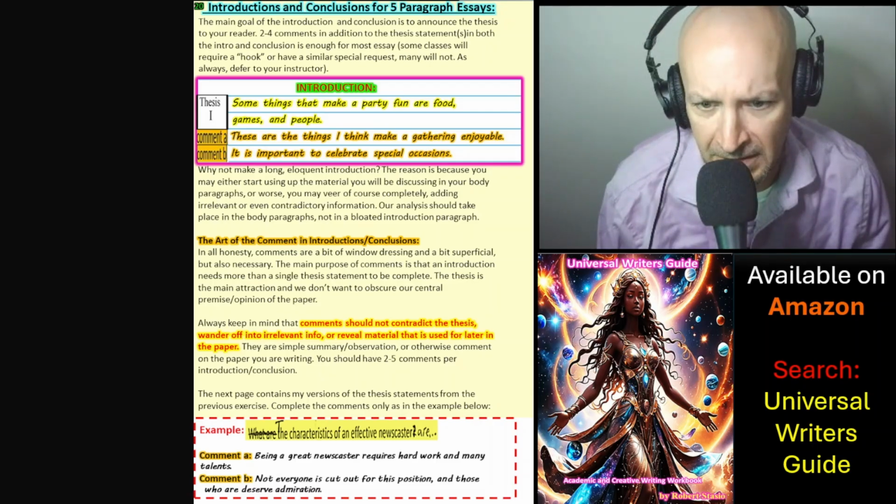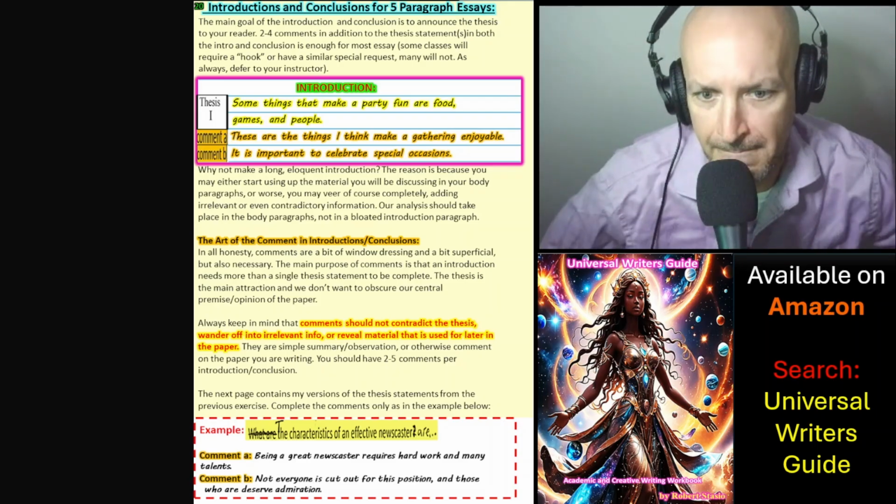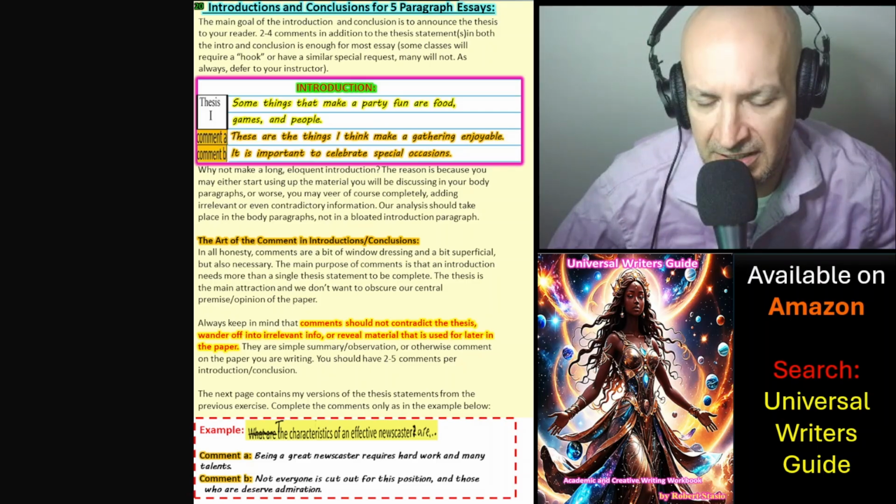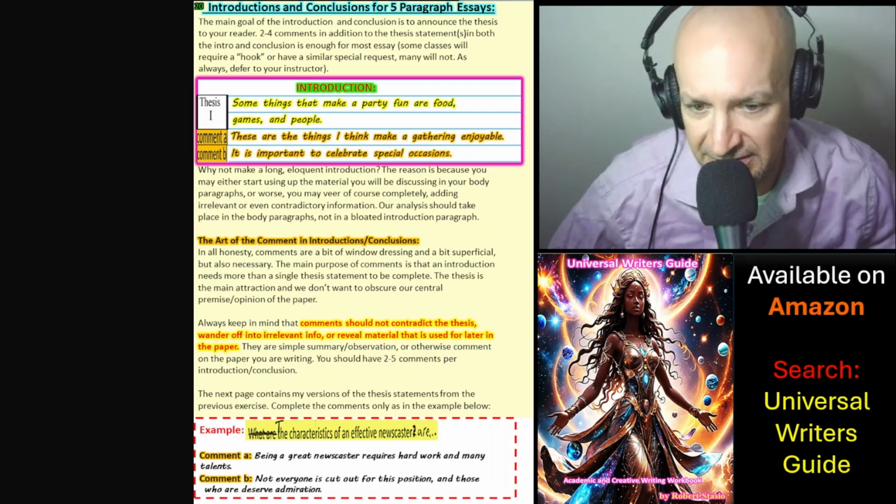So, getting back to these comments, which are a bit of window dressing, we have an exercise of a page of them coming up next. I'll just give you one example here. What are the characteristics of an effective newscaster? We successfully turned it into: the characteristics of an effective newscaster are. And then it'll give you the 1, 2, 3 after that.